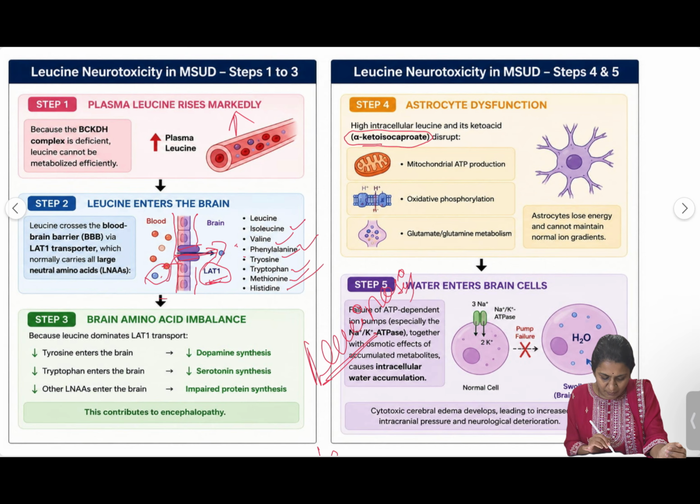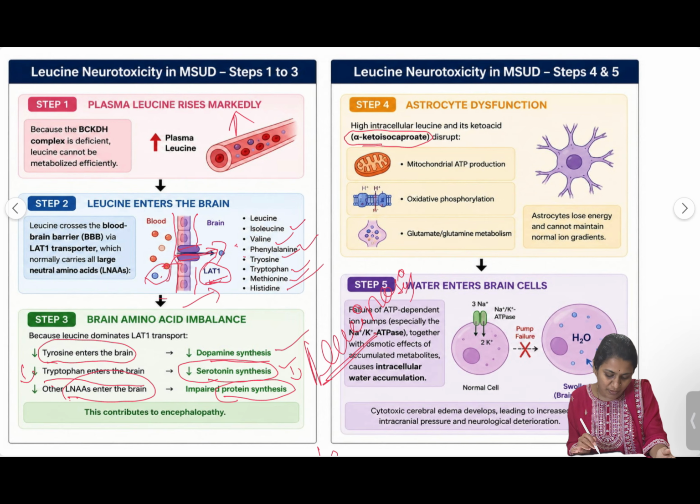What will happen? Because tyrosine is responsible for the formation of dopamine, there is less entry and a decrease in dopamine synthesis. Because tryptophan is responsible for serotonin synthesis, because of decreased entry there is less serotonin. The other large neutral amino acids also enter the brain for protein synthesis, and leucine competes with them too. So leucine will enter the brain and cause encephalopathy.